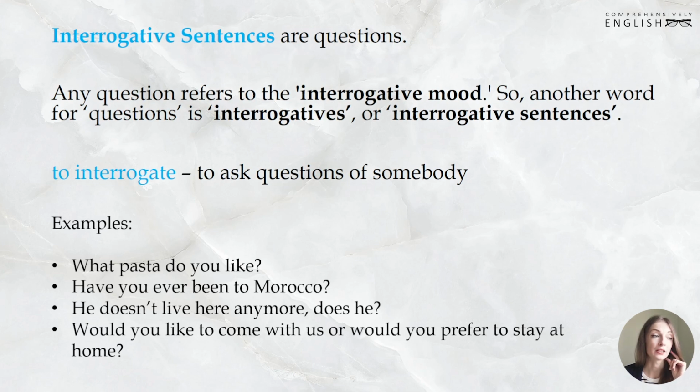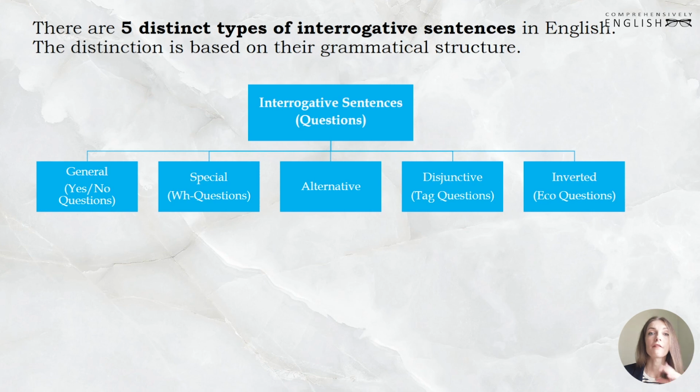What pasta do you like? Have you ever been to Morocco? He doesn't live here anymore, does he? Would you like to come with us, or would you prefer to stay at home? These are different types of questions. There are 5 distinct types of interrogative sentences in English. The distinction is based on their grammatical structure. Let's see. We have general or yes/no questions, special or WH questions, alternative questions, disjunctive or tag questions, and inverted or equal questions. Let's look at some examples.